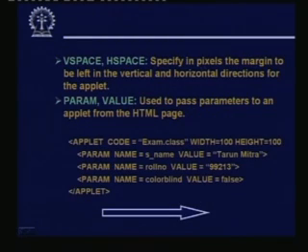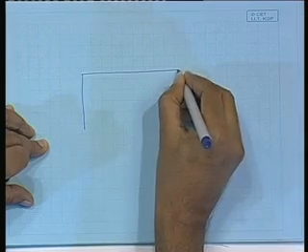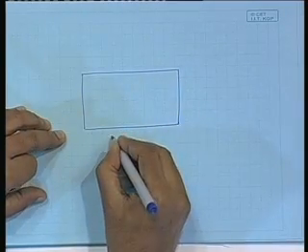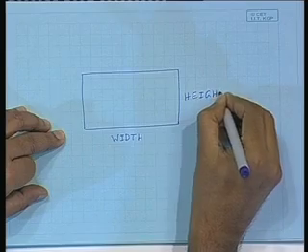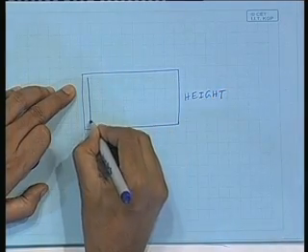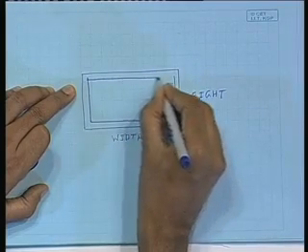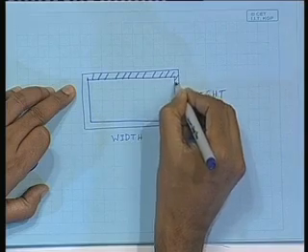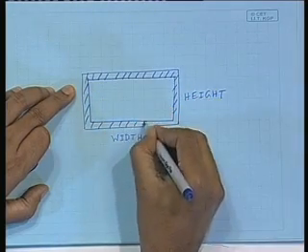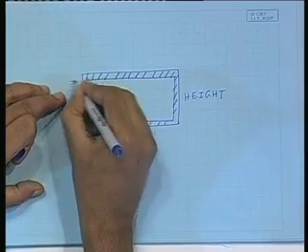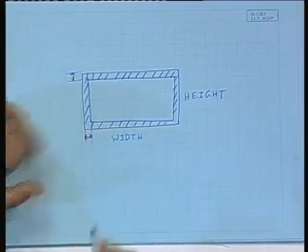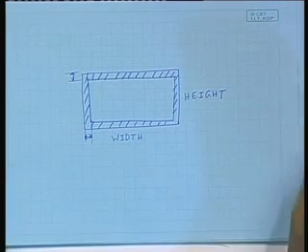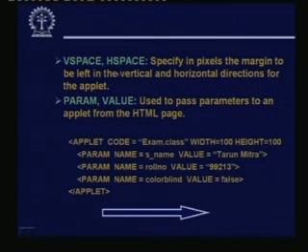VSPACE, HSPACE, this specifies the margin. See, it is like this: you have specified the size of the applet window. Okay. This is the width and the height. In addition, what you can specify? You can specify some margin which has to be kept on the 4 sides. Okay. So, this margin you can specify, margin in the horizontal direction, how much margin you will keep. Similarly, in vertical direction, horizontal direction, both you can specify. These can be specified by using these VSPACE and HSPACE attributes. Okay.